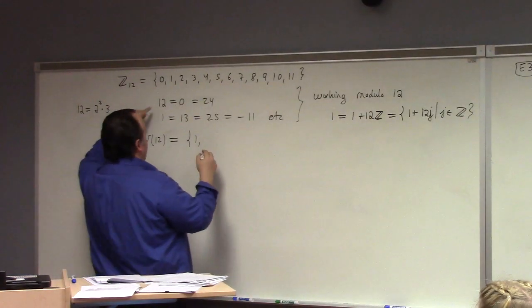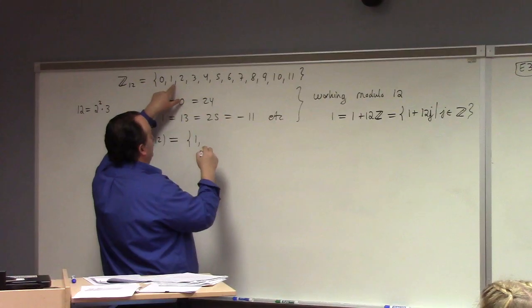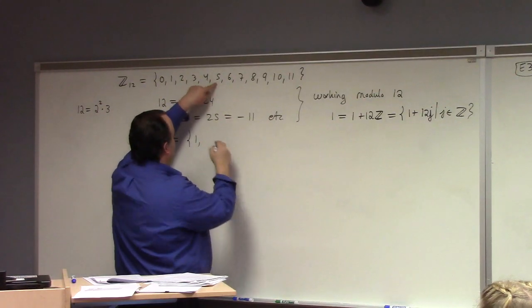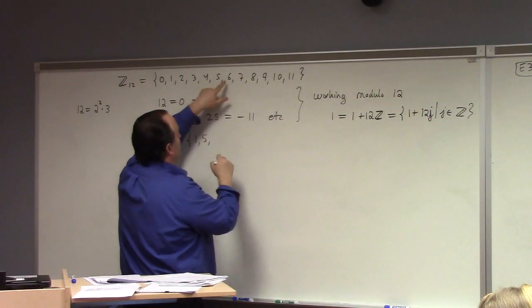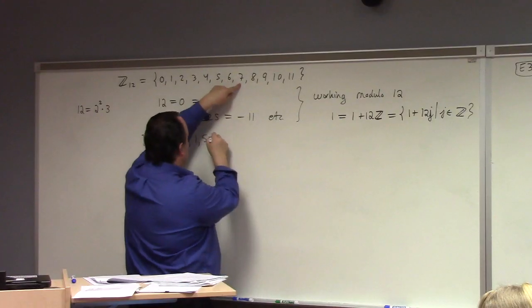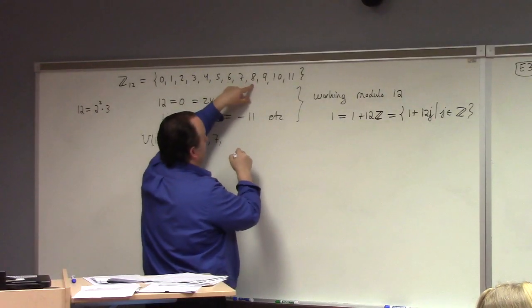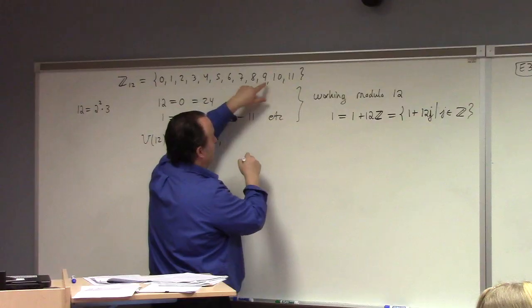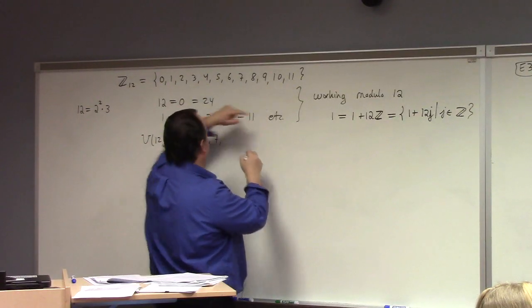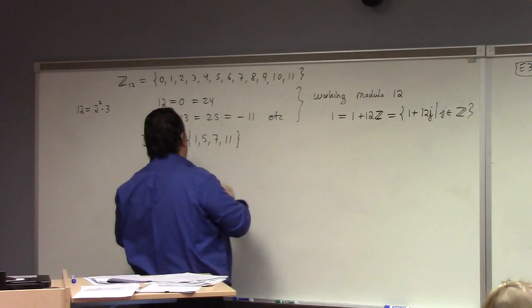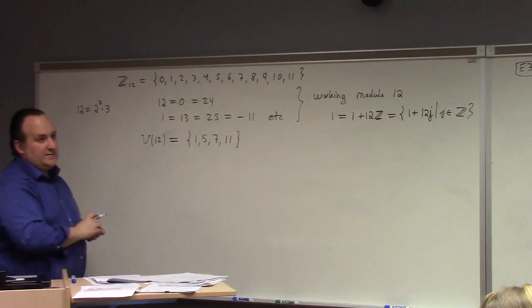So what you're looking at, you got 1, 1's always in there, 2 is out, 3 is out, 4 is out, hey, 5. 6 is out because it's got a 3 in it. 7, we like 7. 8 is out, it's got a 2 in it. 9's got a 3 in it. 10's got a 2 in it. Oh, 11. So this is the group of units modulo 12.